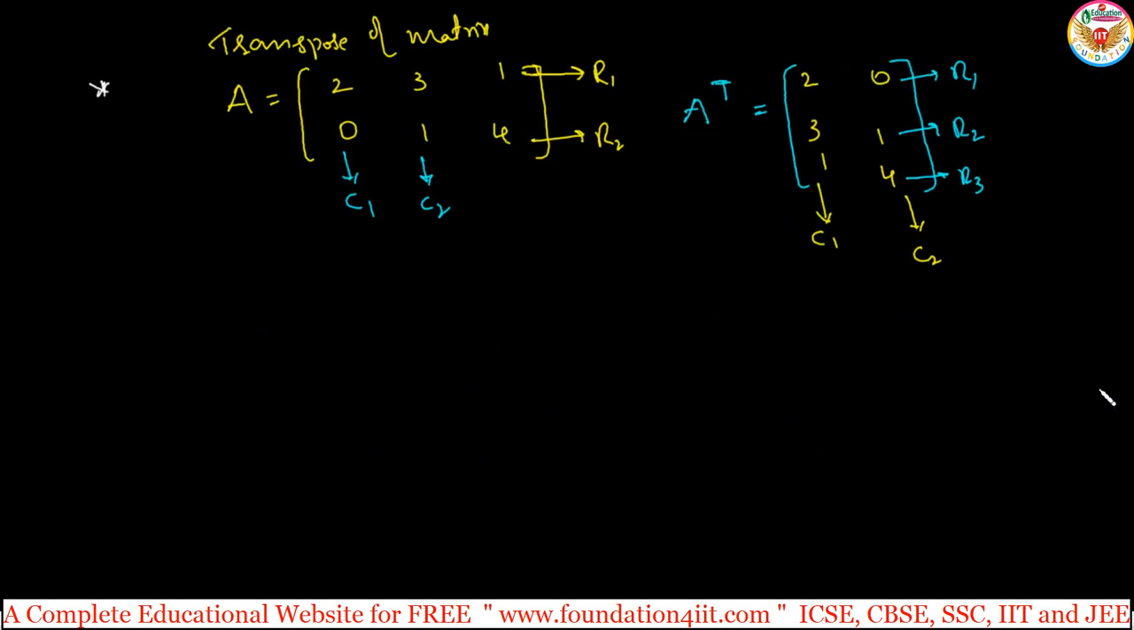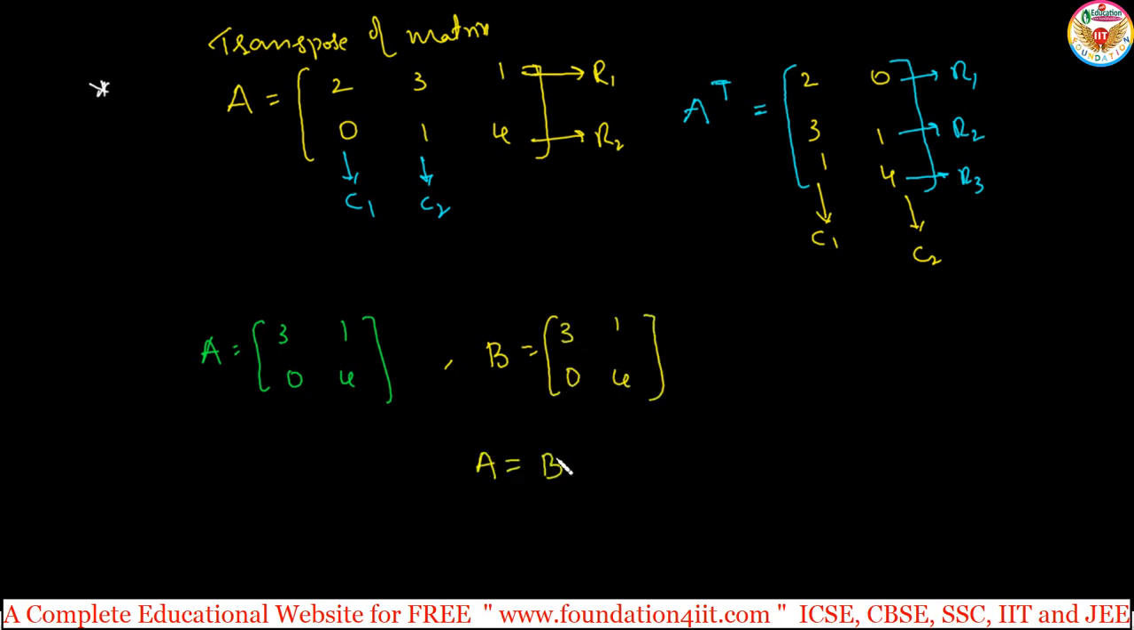And we have one more, equality of matrices. When can we say two matrices are equal? Let's say A is 3, 1, 0, 4. Same place, same elements. Let's say B is also 3, 1, 0, 4. Then we can say A is equal to B. The A matrix exactly equals the B matrix. So corresponding elements must be the same, in the same place, right? Then only A is equal to B.